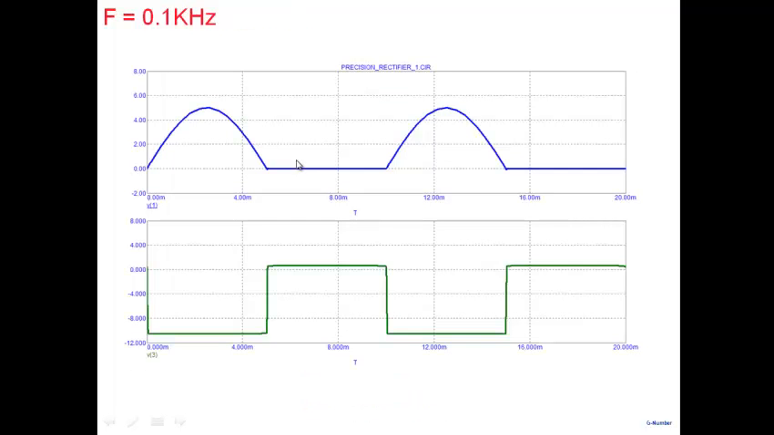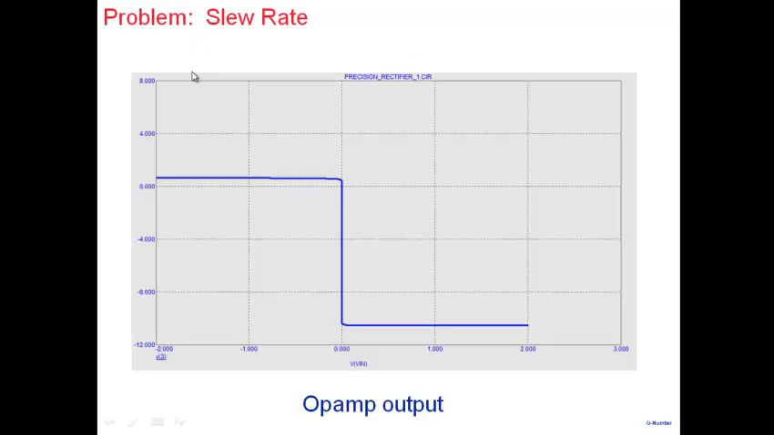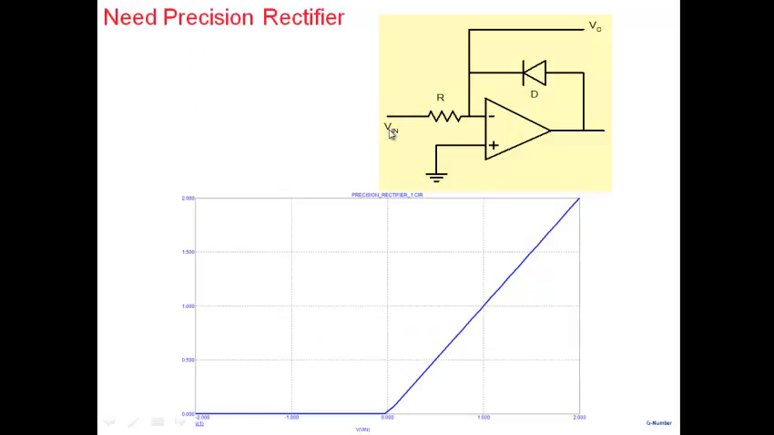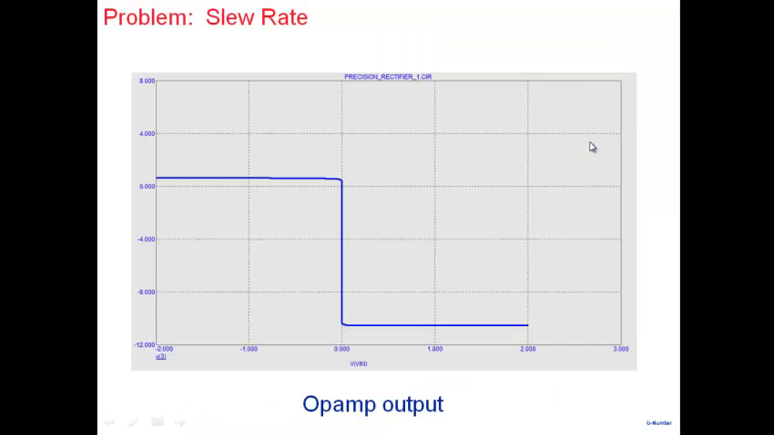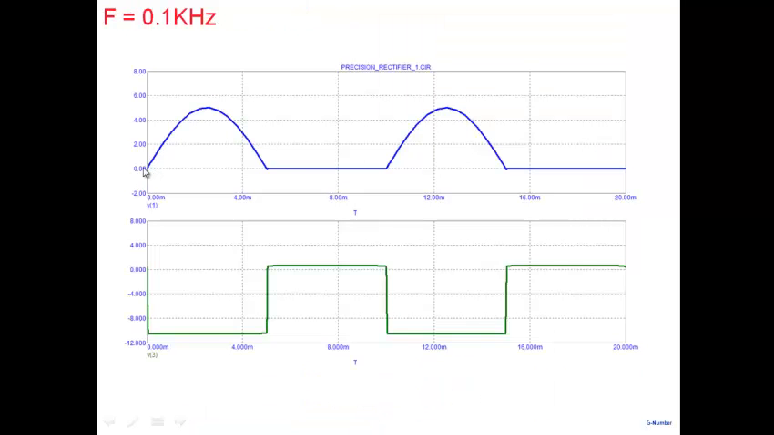We can see its effect if I apply a frequency of 0.1 kilohertz here. The idea is that this input is a sinusoid with a frequency of 100 hertz, and we are looking at what happens to V0, the output voltage. We see that the output gets nicely rectified, no problem. And this is the op-amp output here.